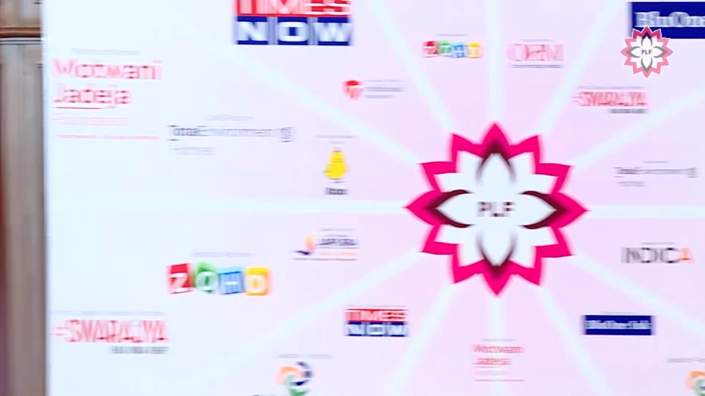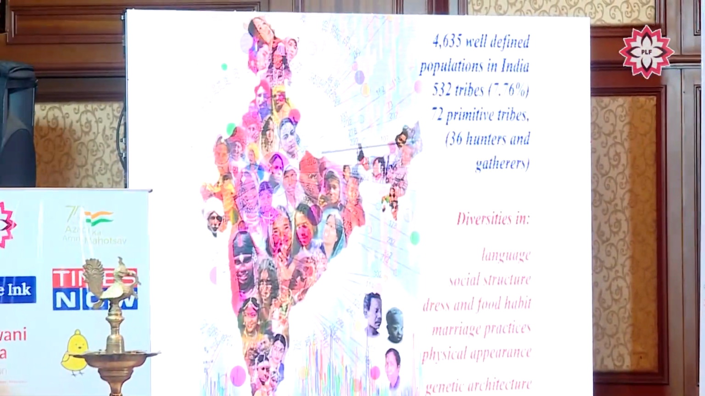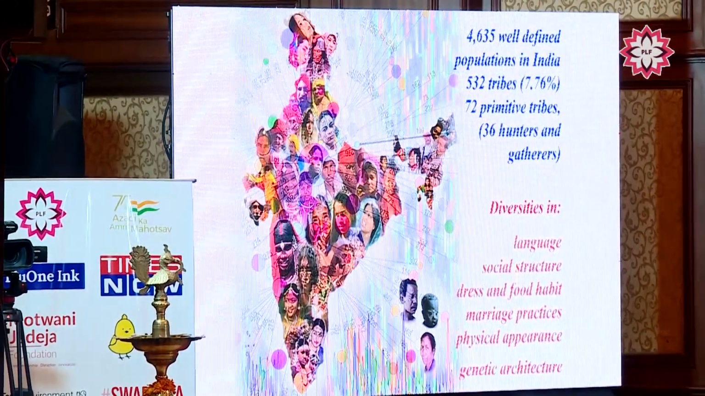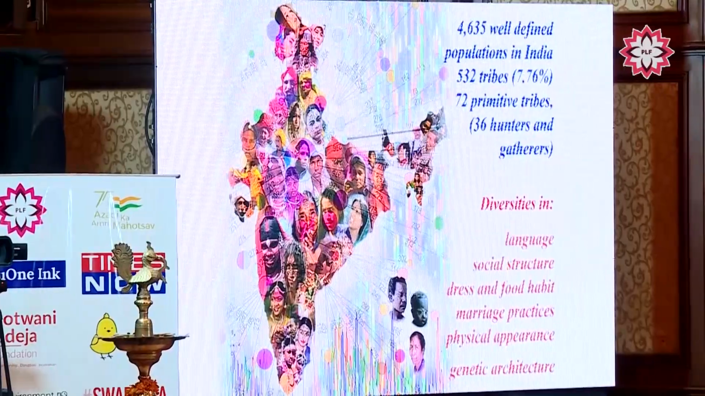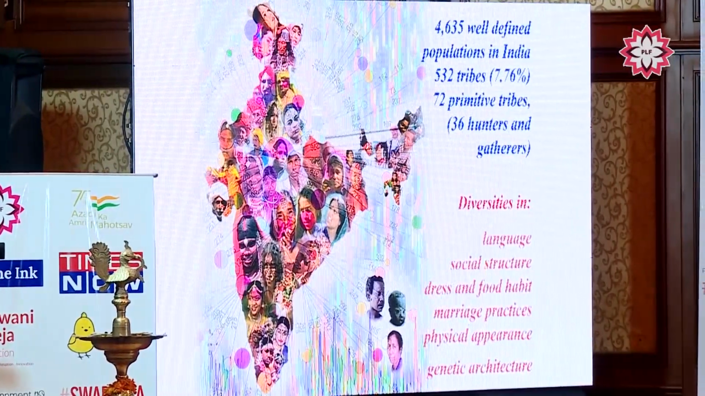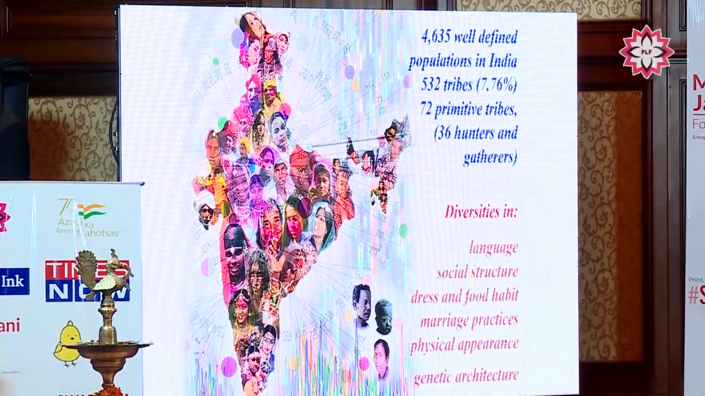But before this, I'll go back to our complex population demography and what is the current scenario and how we have admixed and what are the sources of our current genetic diversity. So you know this Indian subcontinent has about 4,635 well-defined population in India, and now the numbers are increasing day by day. We have about 72 primitive types. We have hunter-gatherers. Still, there are many population groups. They are practicing hunting and gathering. We have diversities in languages, social structures, dress, food habits, etc.